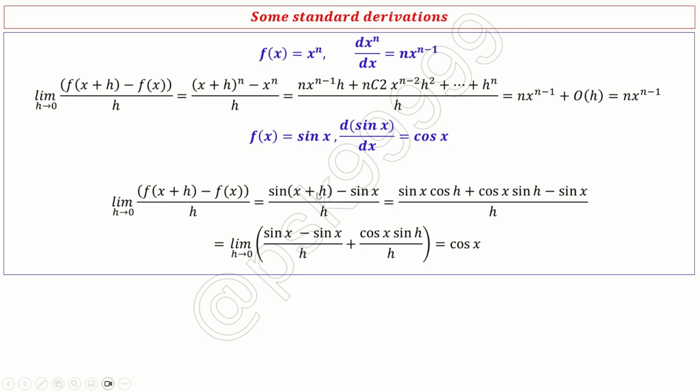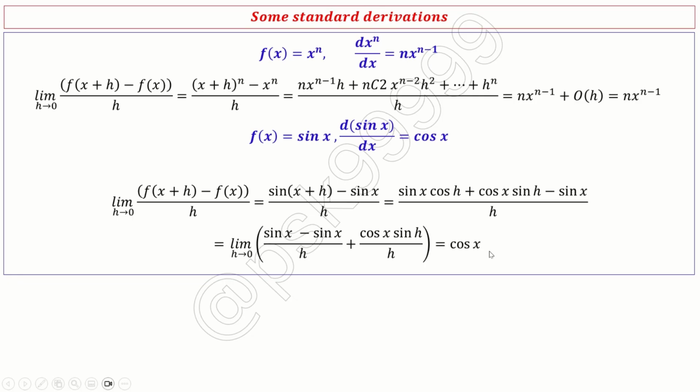Now I will expand sin of x plus h using sin of a plus b, which is nothing but sin x cos h plus cos x sin h minus sin x divided by h. Now we know that the limit is h tends to 0. Correct? Then cos h will become 1. So this will become sin x minus sin x divided by h plus cos x into sin h by h. Okay, so I made two terms. This part we know is 0, and for this part, sin h by h as h tends to 0 is 1, so this will become cos x. So the differentiation of sin x is cos x.